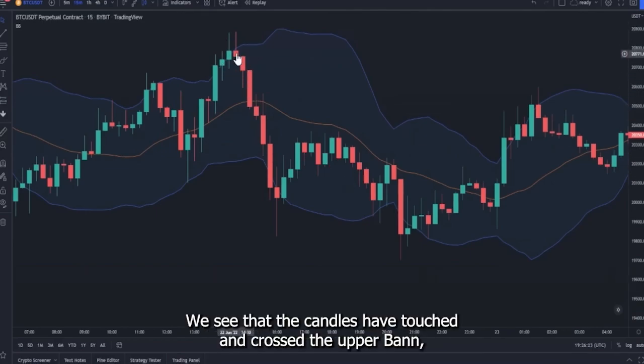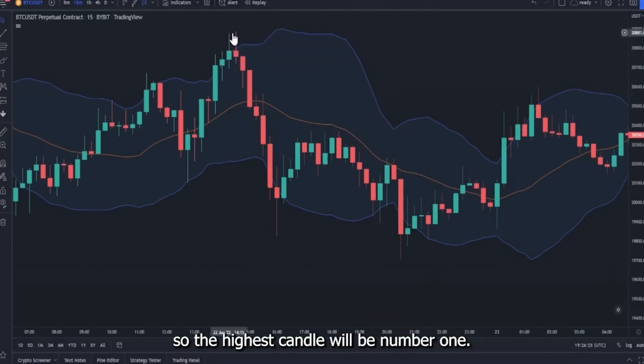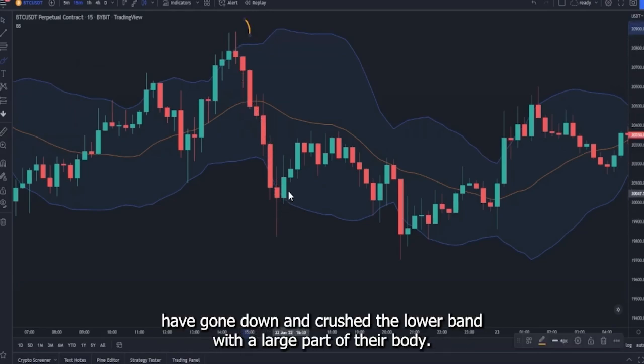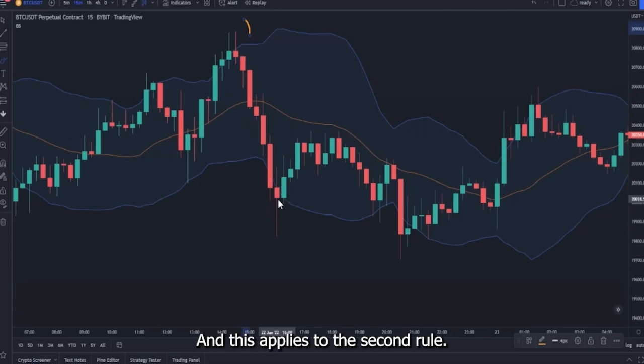Here we see that the candles have touched and crossed the upper band, so the highest candle will be number 1. After that, we see that the candles have gone down and crossed the lower band with a large part of their body, and this applies to the second rule. So, this candle here would be number 2.